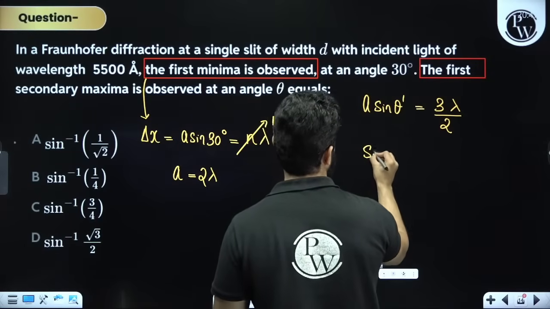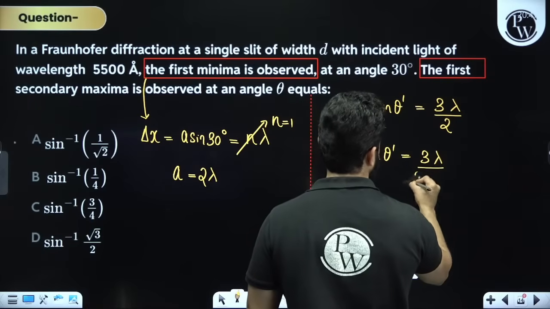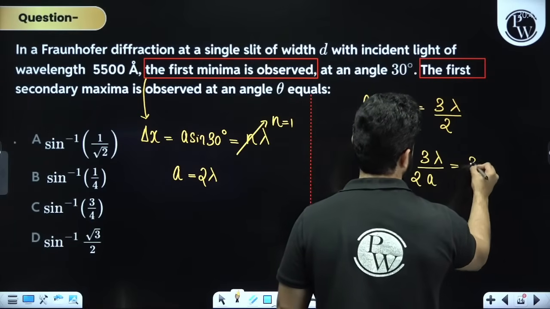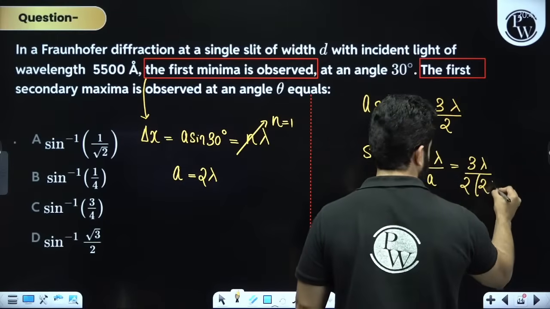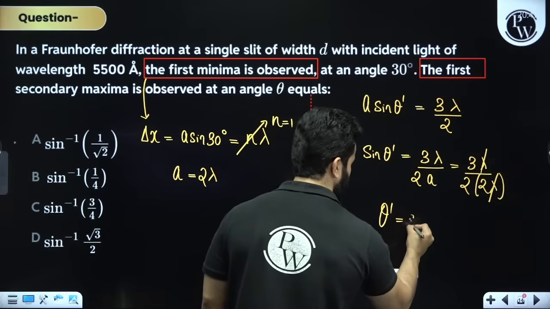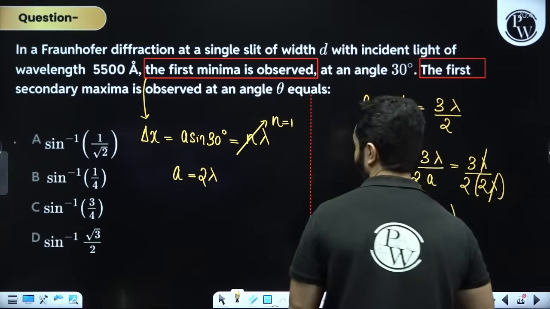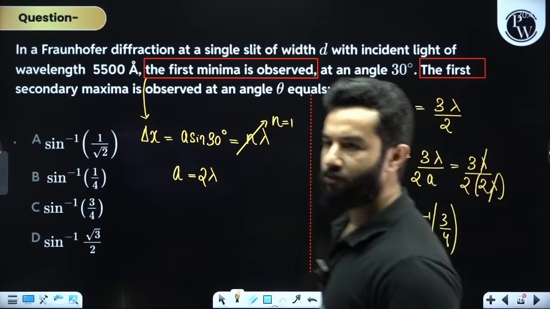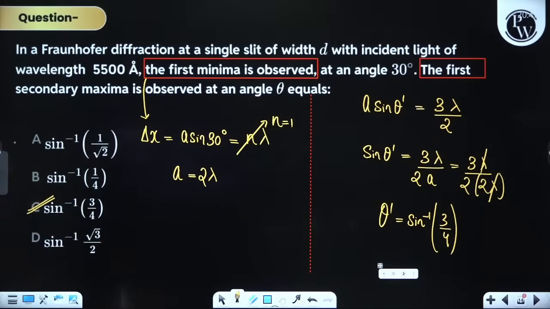So sine theta dash will be equal to 3 lambda divided by 2 into a, and instead of a, let's write 2 lambda. Lambda cancels out. Theta dash comes out to be sine inverse 3 by 4. Option C. Quickly let me know in the chat box if you have any doubt, dosto.